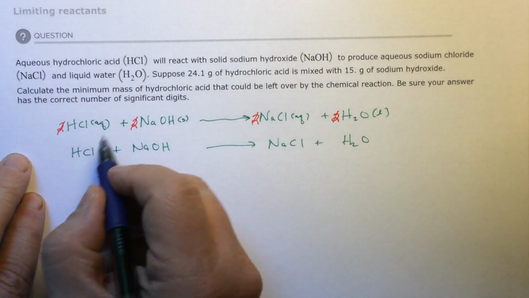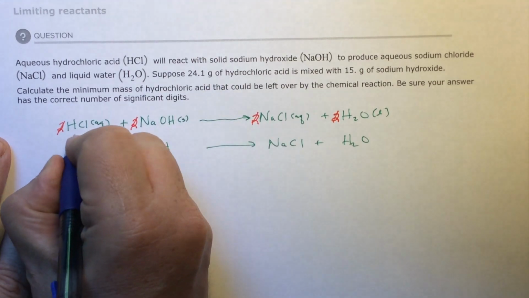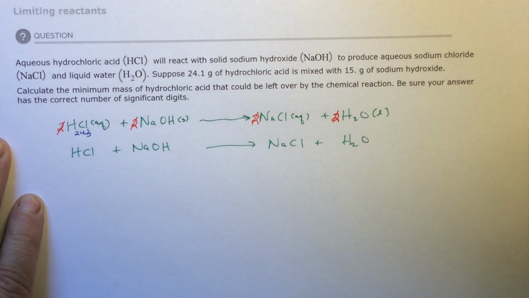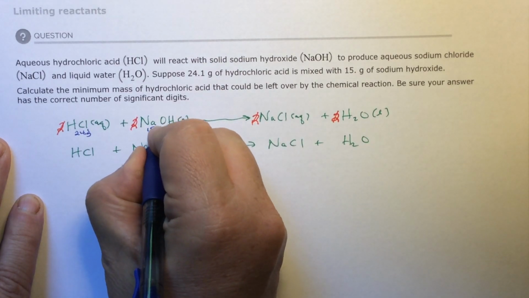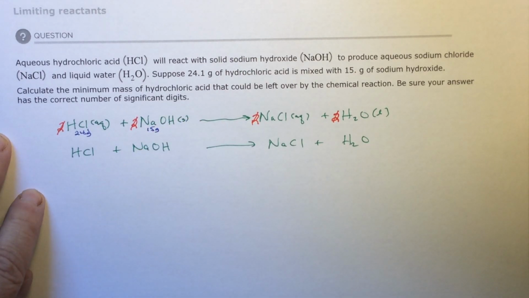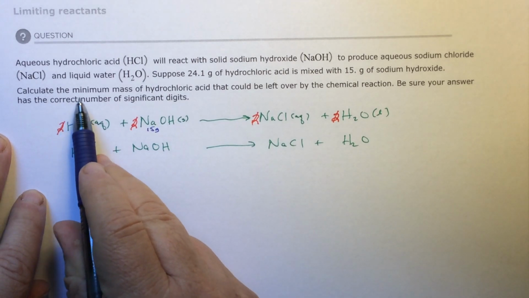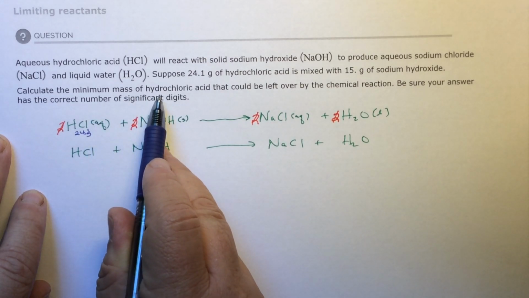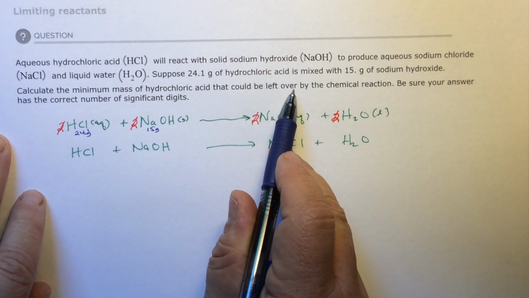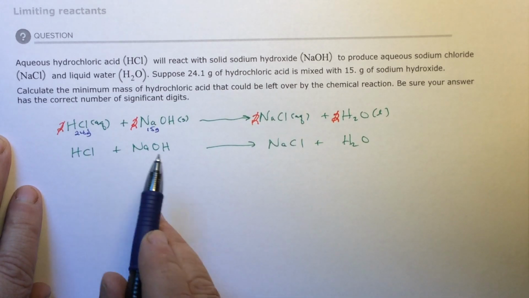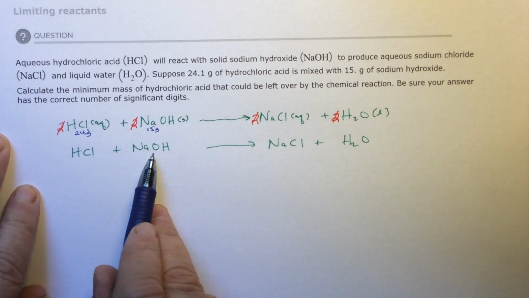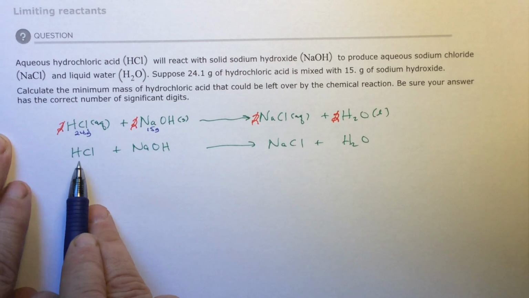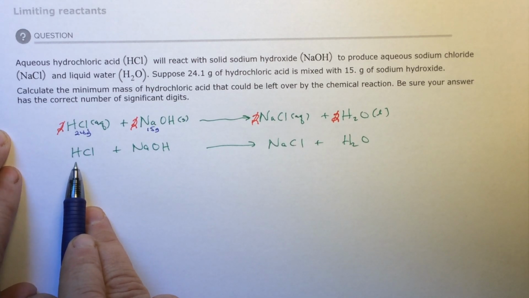We want 24 grams of hydrochloric acid. Okay, 24 grams, 24.1 grams, is mixed with 15 grams of sodium hydroxide. All right, and they want to know how much, calculate the minimum mass of hydrochloric acid that would be left over by the chemical reaction. Okay, evidently, they already told me that this is going to be used up. This will be used up first. This is our limiting reactant, and they want to know what my excess amount is.